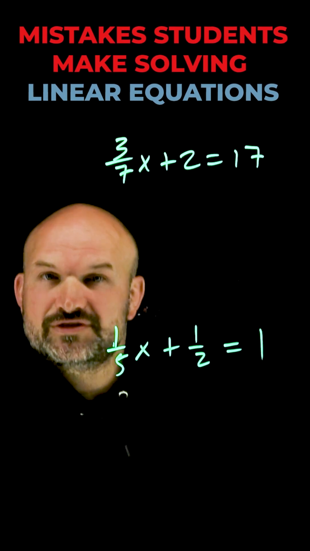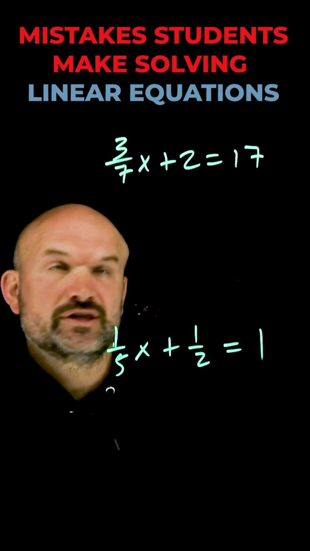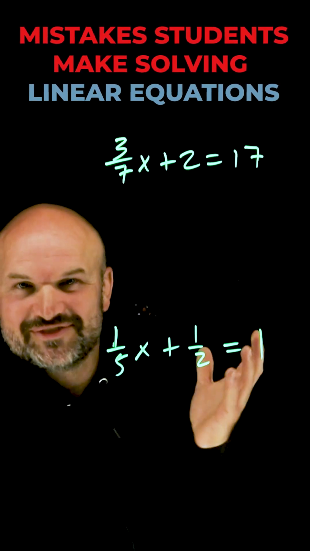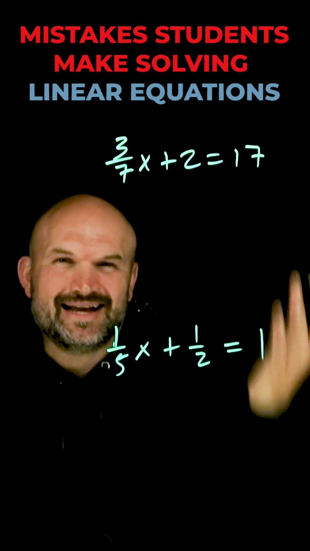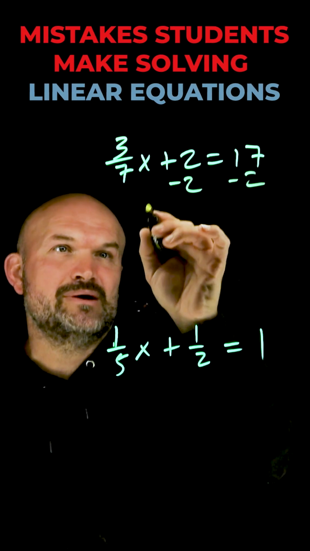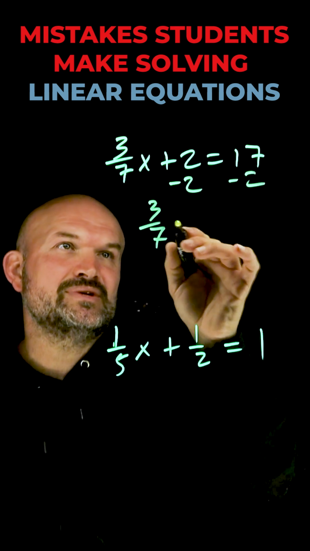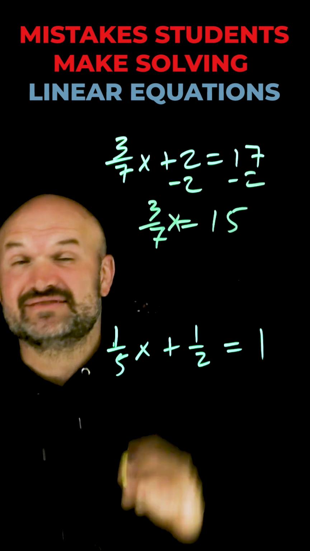Two common mistakes that I see students make when they're trying to solve a literal equation is going to always deal with fractions. We hate fractions. So in this problem, students kind of recognize, all right, I got one fraction. I know I can subtract a 2 on both sides. So therefore, I have 3/7 x is equal to 15.